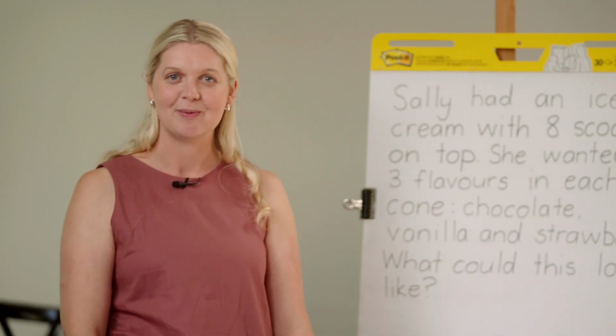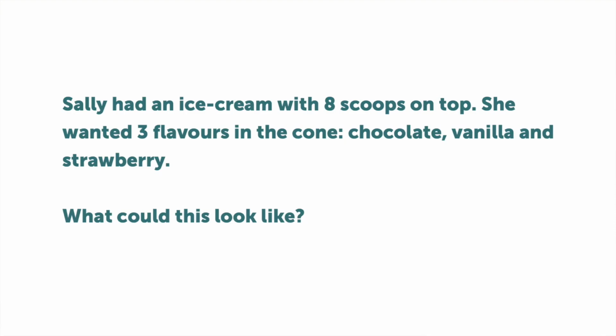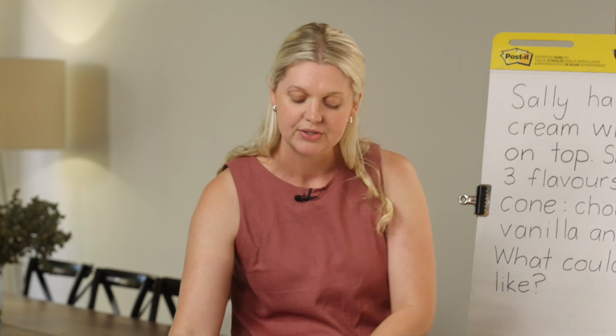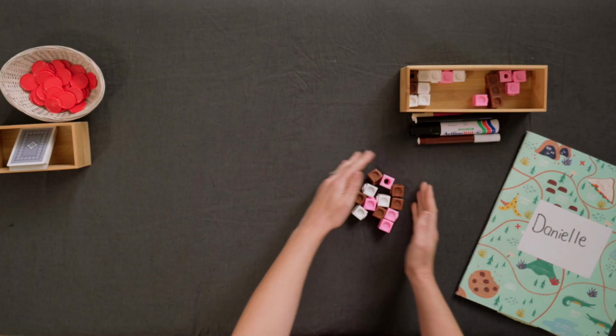I have a word problem here. Let's read it. Sally had an ice cream with 8 scoops on top. She wanted 3 flavours in the cone: chocolate, vanilla, and strawberry. Draw the different combinations her cone could look like. We're going to explore this together. I'm going to use some Unifix cubes to help me.